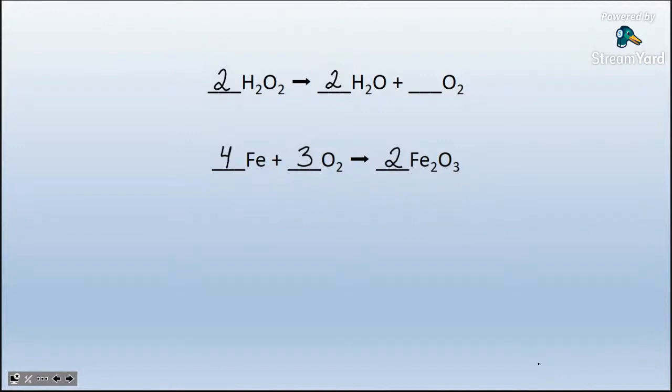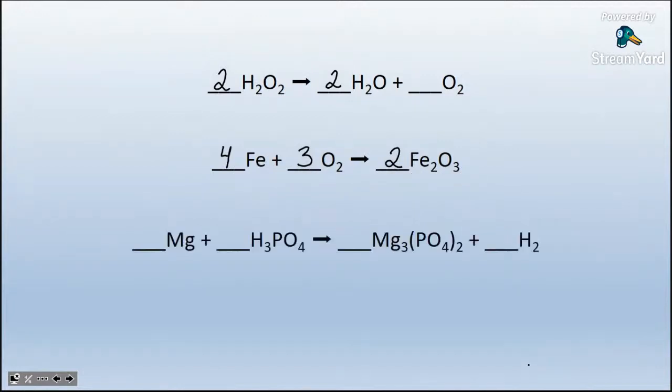Let's take a look at another example. So this one is a little more complex. Now I'm dealing with a polyatomic ion, that PO4, that phosphate group within parentheses. But I'm going to show you something that we can do to kind of shortcut it. I'm going to start out with magnesium first. I note that I start with just 1 magnesium, but I end with 3. So I want to change the coefficient in front of magnesium to a 3.